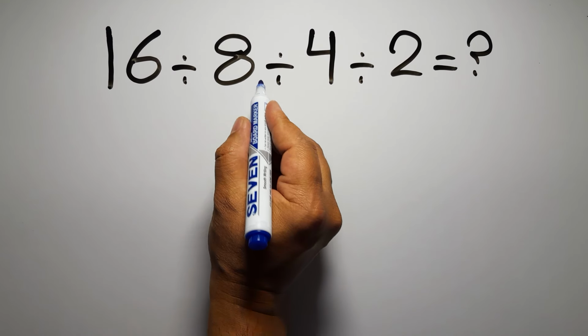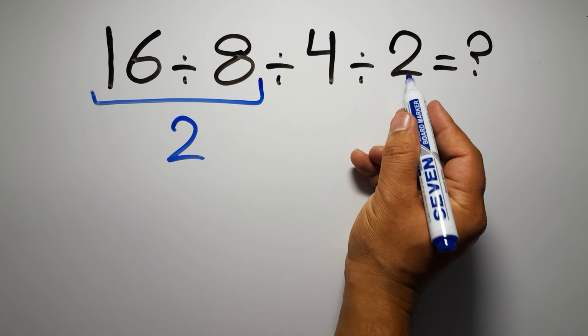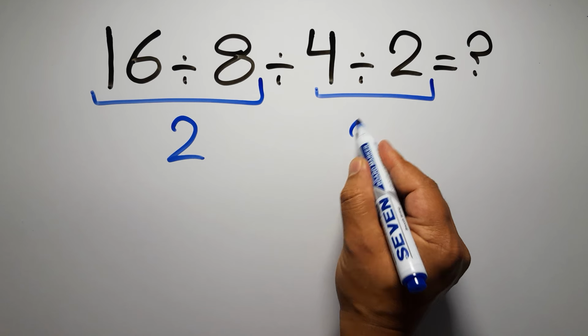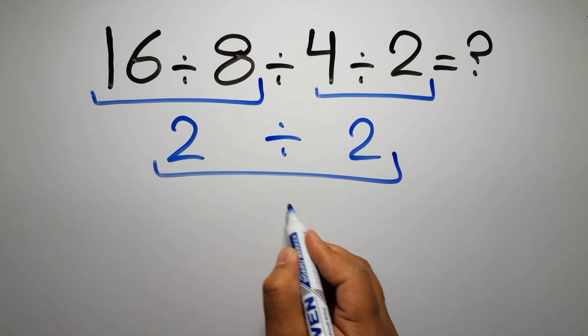16 divided by 8 gives us 2. And here we have 4 divided by 2 is just 2. And 2 divided by 2 gives us 1.